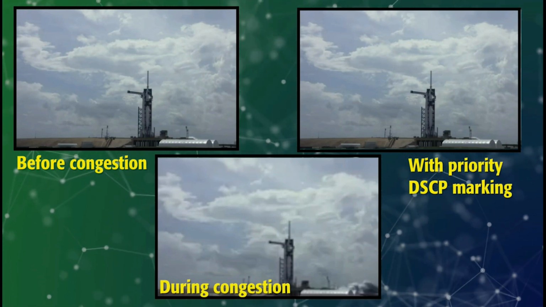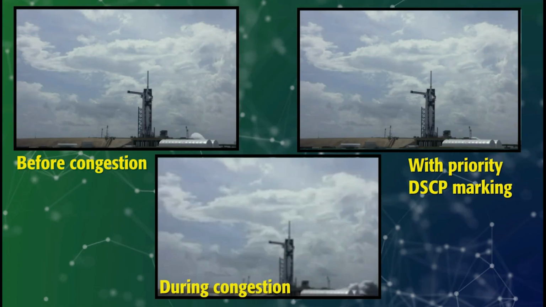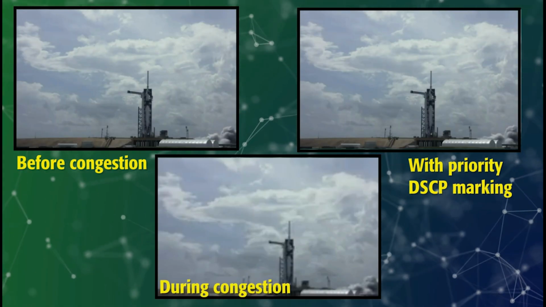So this is a side-by-side comparison. This is before congestion, this is during congestion but without any special marking, and this is with congestion but also with the API doing its work to tell the network that the streaming video user needs to get better quality of service assigned to it.